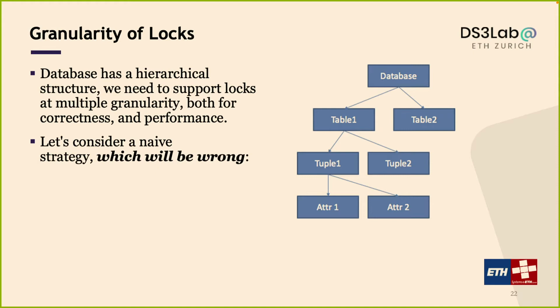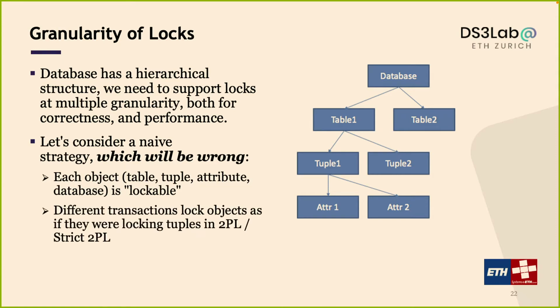Now let's consider a very naive strategy, which will be wrong. What if you do this? For each object that is lockable, I can acquire a whole bunch of locks. I can acquire a lock on table 1, I can acquire a lock on tuple 1, whatever. And then different transactions just lock objects as if they were locking tuples in two-phase locking or strict two-phase locking. If some transaction says, okay, I want to lock table 1, I just give the lock on table 1, then no other transaction can access table 1. If another says, I want to lock tuple 1, I give the lock on tuple 1.